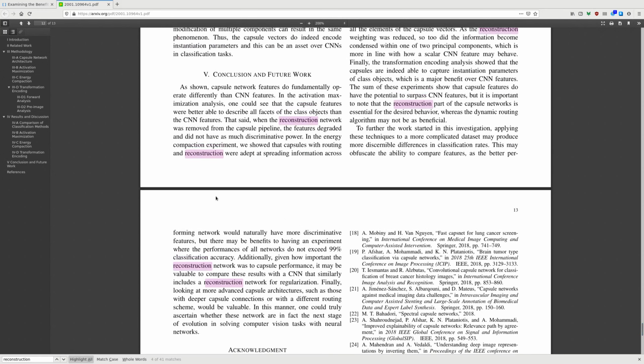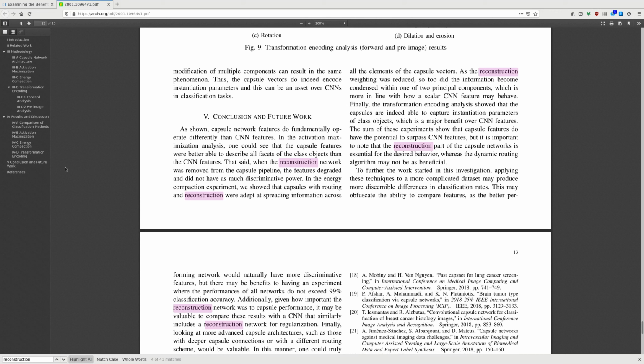Conclusion and future work. As shown, capsule network features do fundamentally operate differently than CNN features. In activation maximization analysis, one could see the capsule features were better able to describe all facets of a class object than the CNN feature. That said, when reconstruction was removed from the capsule pipeline, the features degraded and did not have such discriminative power. In the energy compaction experiment, we showed that the capsule routing and reconstruction were adept at spreading information across all elements of the capsule network.